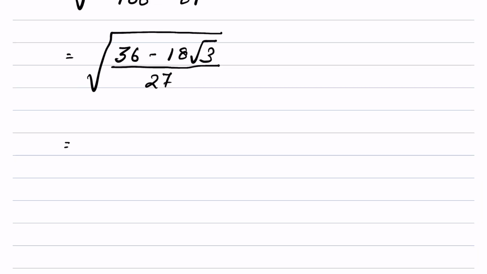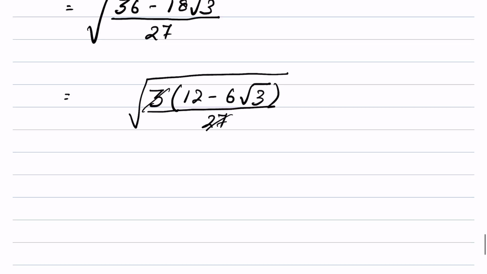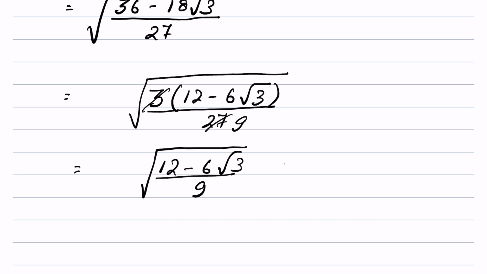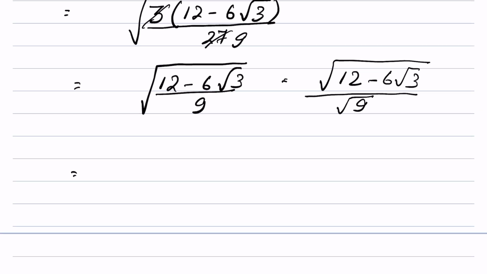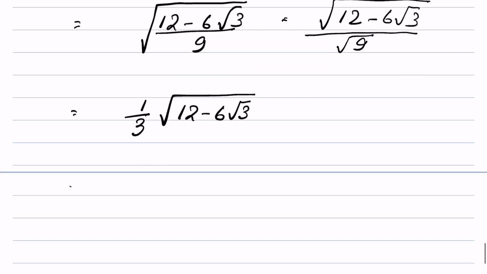Now let's take 3 common here. So 3 parenthesis 12 minus 6 times square root of 3 upon 27 under square root. Now 3 times 9 is 27. So this is 12 minus 6 times square root of 3 upon 9 under square root. We can also write it as 12 minus 6 times square root of 3 under square root upon 9 under square root. 9 under square root is equal to 3. So we can write 1 upon 3, then times 12 minus 6 times square root of 3.